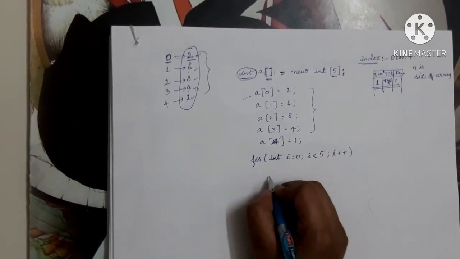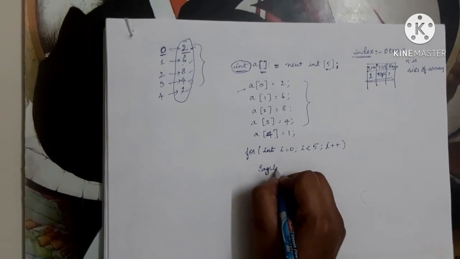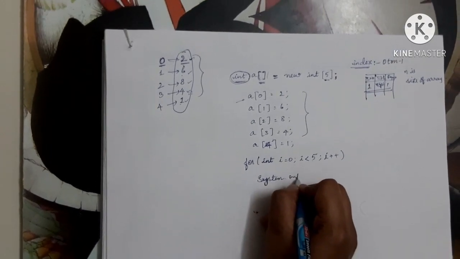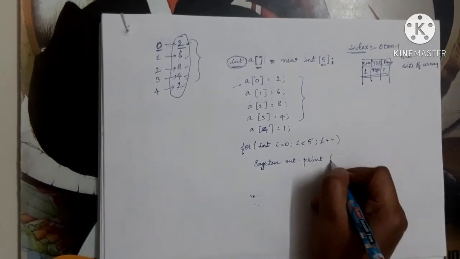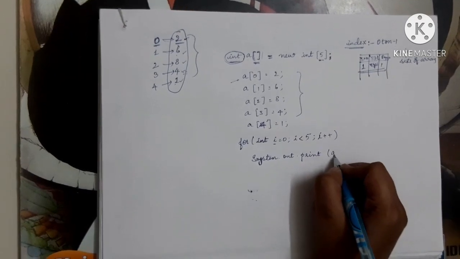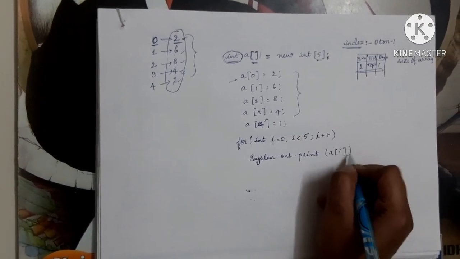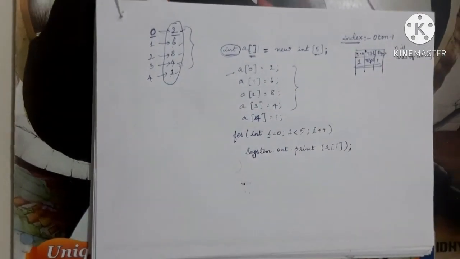And system dot out dot print, what's the integer we need to print? A of i. So let us go with this for loop now.